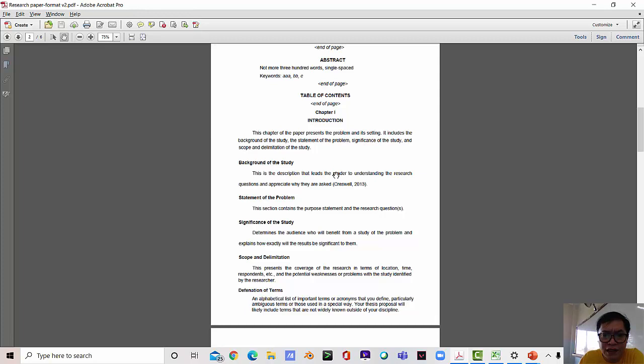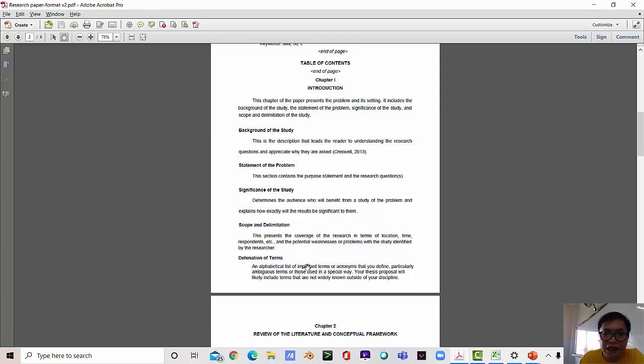Next, the background of the study, statement of the problem, significance of the study, scope and delimitation, and definition of terms. I already put what each of these is all about: the background, the statement of the problem, the significance of the study, the scope and delimitation, and the definition of terms. So this is Chapter 1.